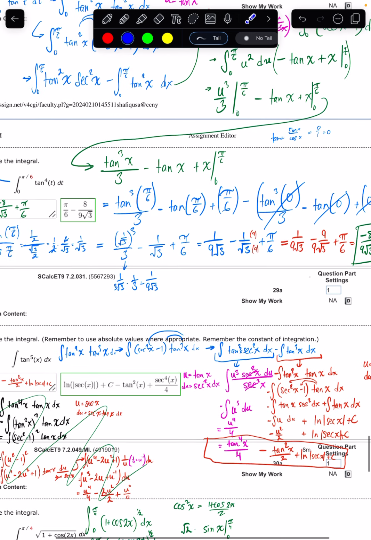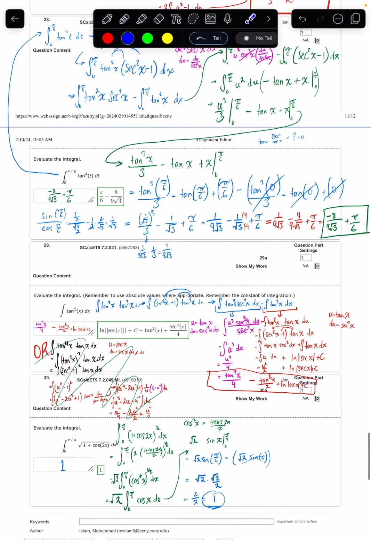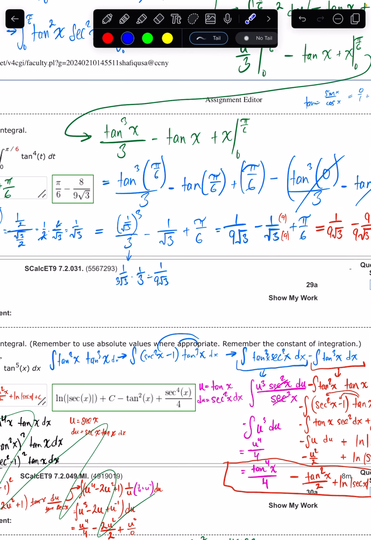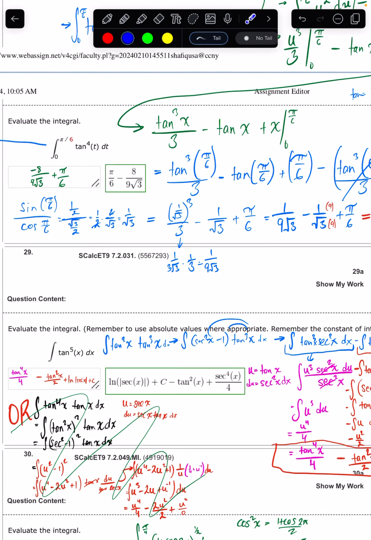Pi over 6, right? That's what it was. Yeah, pi over 6. Tan cubed of pi over 6 is 1 over square root of 3. That cubed is just 1 over 9.